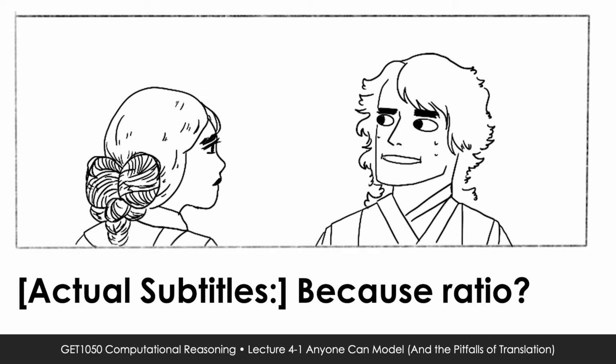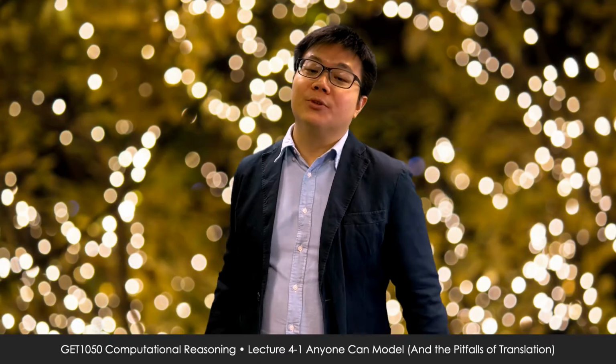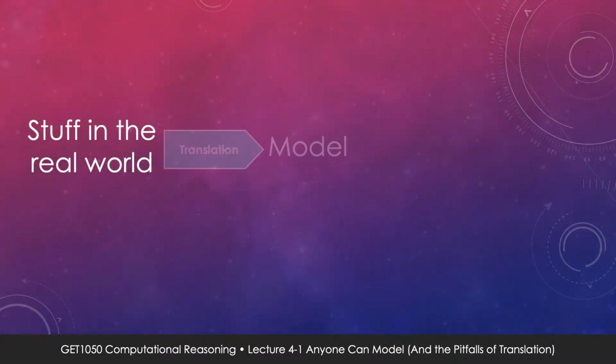Here's one problem that we will inevitably face when we're trying to solve problems computationally. We actually have to engage in a two-step translation process. First, we need to translate the problem into a simplified model that we can easily understand and solve.